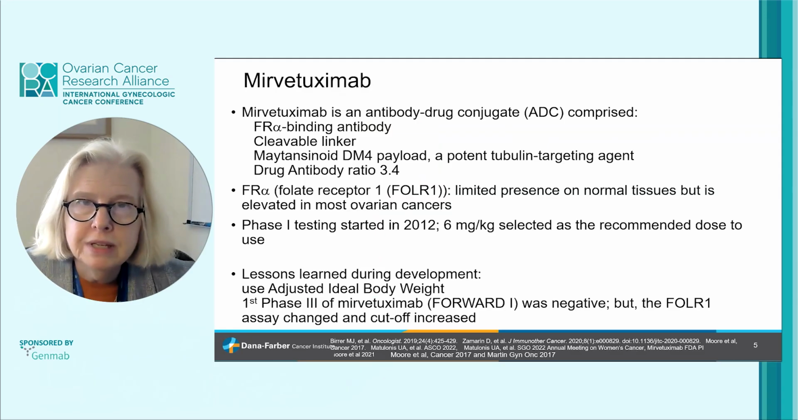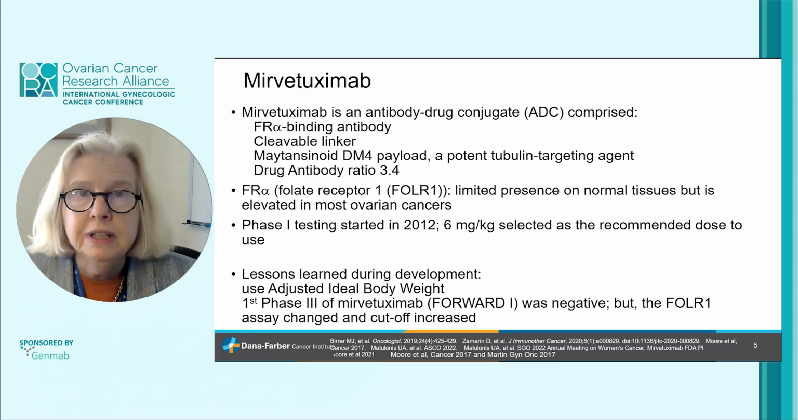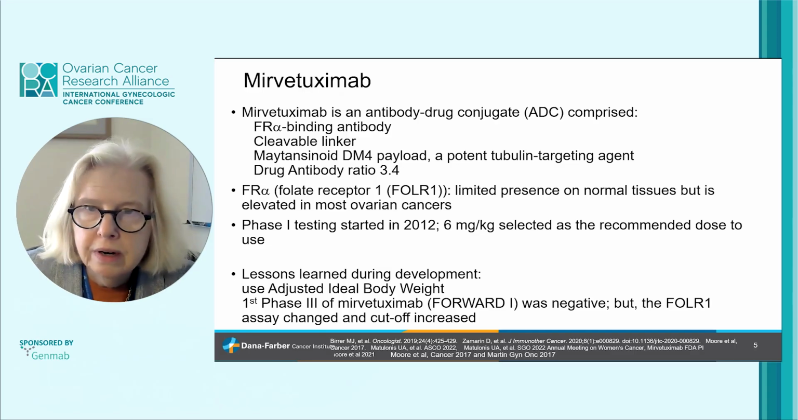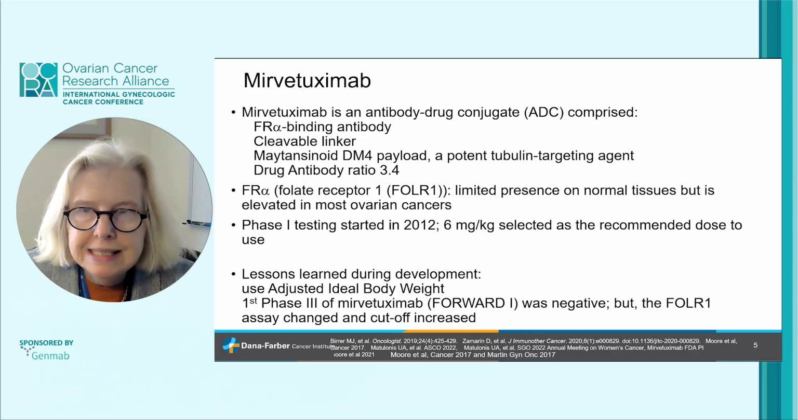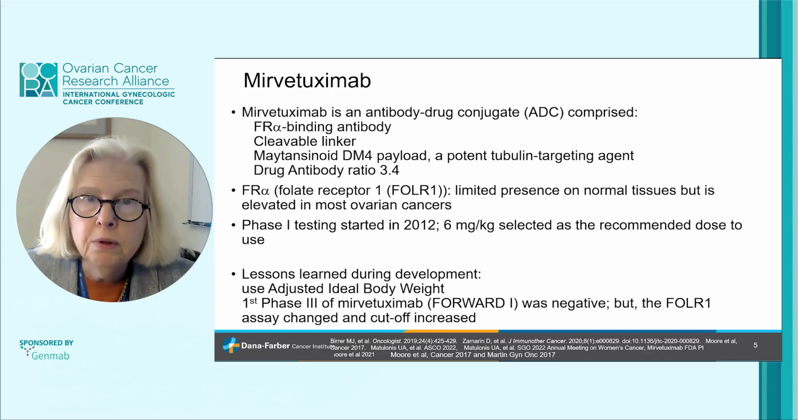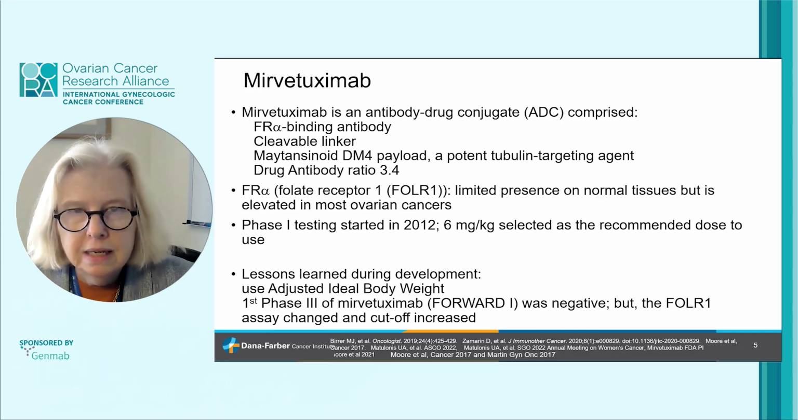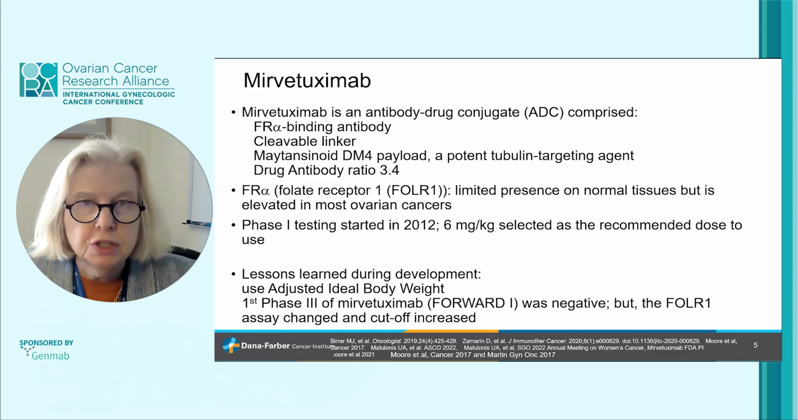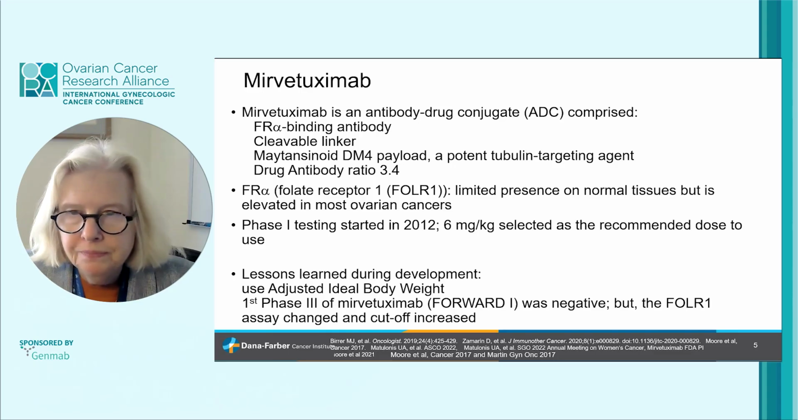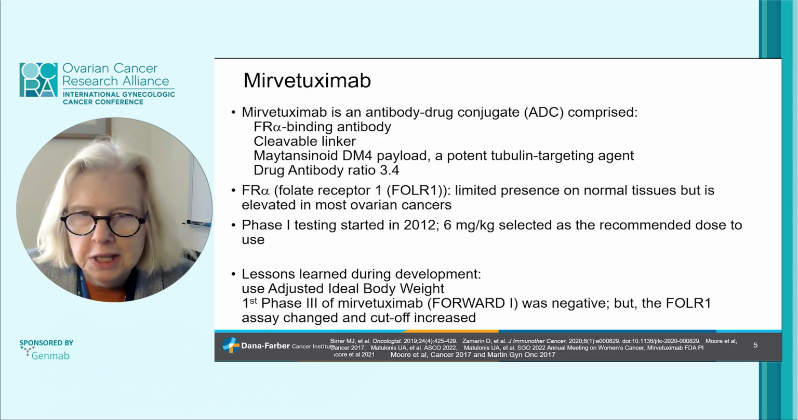I'm going to start talking about mirvetuximab because that was and is the first antibody-drug conjugate that was fully FDA approved for recurrent ovarian cancer. This drug is an ADC comprised of FR alpha, or folate receptor alpha, FOLR1, those are all names for the same thing, and a linker that links the antibody to the drug. The drug is called DM4, which is a tubulin-targeting agent, so it disrupts cell division. The drug antibody ratio here is 3.4, just more informational than anything else.